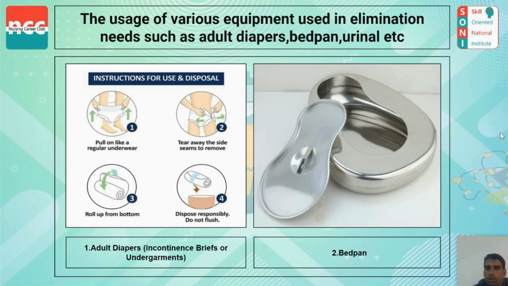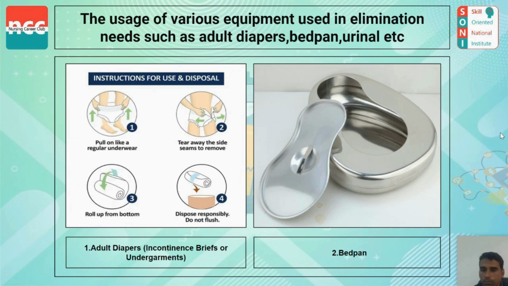Now we will discuss adult diapers, incontinence briefs or undergarments. Instructions for use and disposal: pull on like regular underwear, roll up from the bottom, tear away the side seams to remove. Dispose responsibly, do not flush.